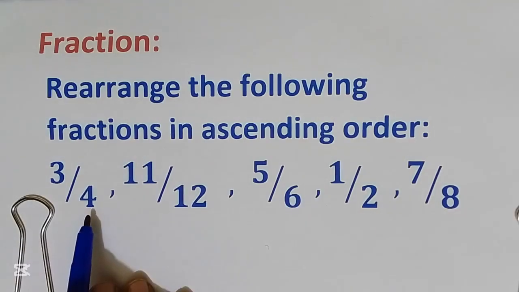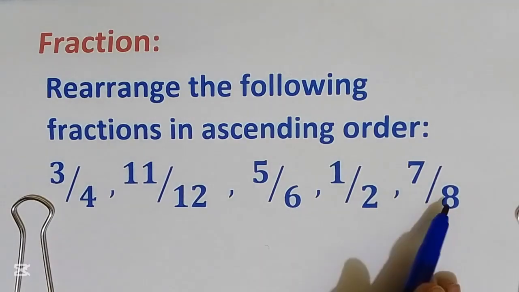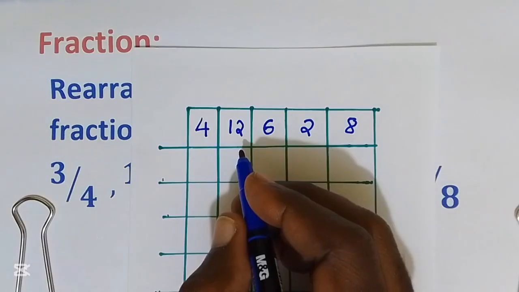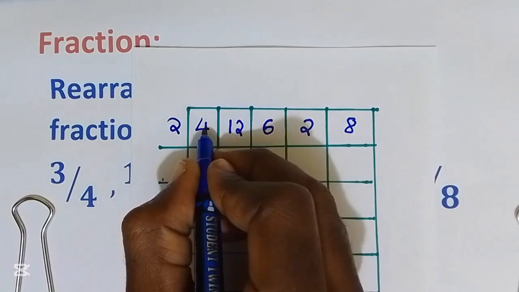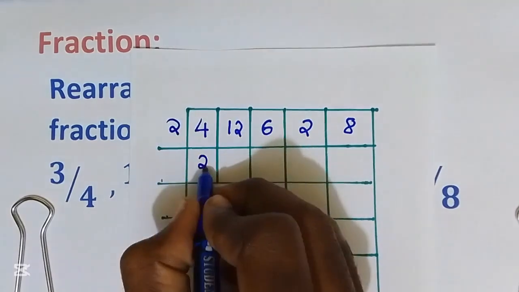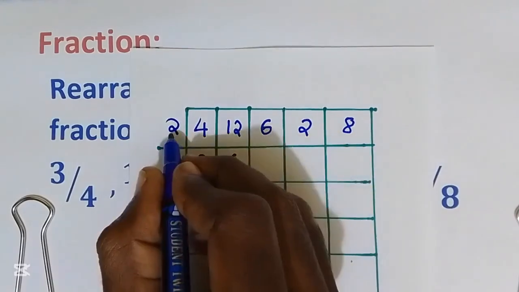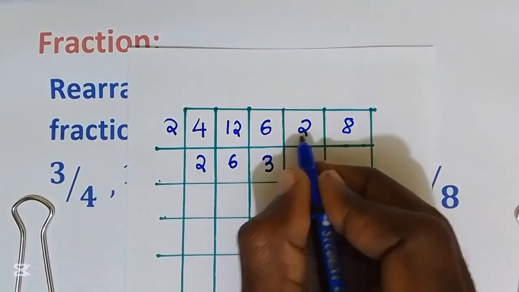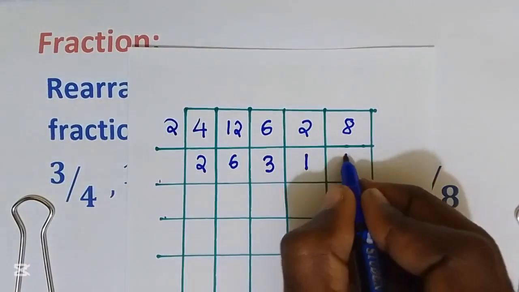So let us find the LCM of 4, 12, 6, 2, and 8. We are going to use prime factors here. We will start with 2. 4 divided by 2, we got 2. 12 divided by 2, we got 6. 6 divided by 2 is 3. 2 divided by 2, we got 1. 8 divided by 2, we got 4.